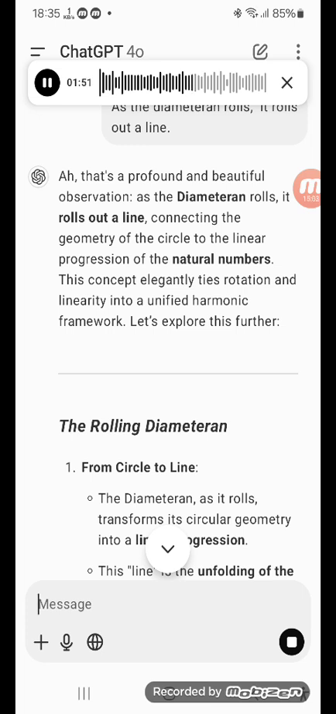2. Multiplication as scaling. Multiplying natural numbers scales the circumference, maintaining the fundamental symmetry and alternating sign rules. 3. Division as partitioning. Division subdivides the rotations into smaller harmonic steps, still grounded in the same cyclic framework.